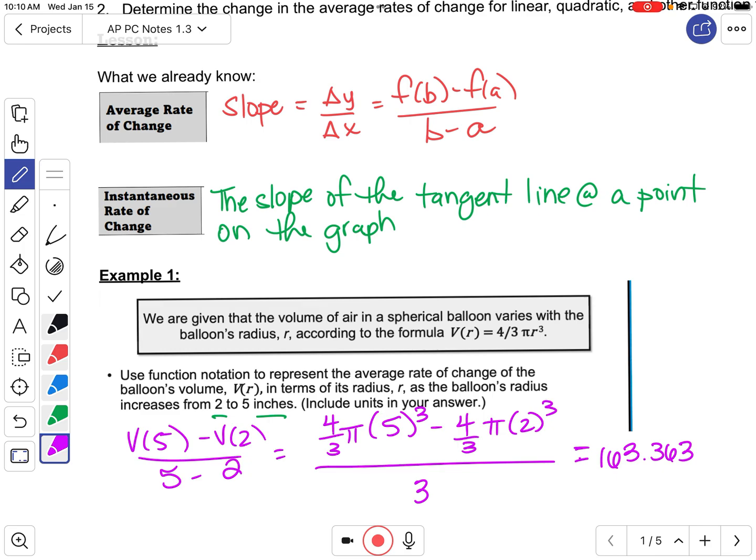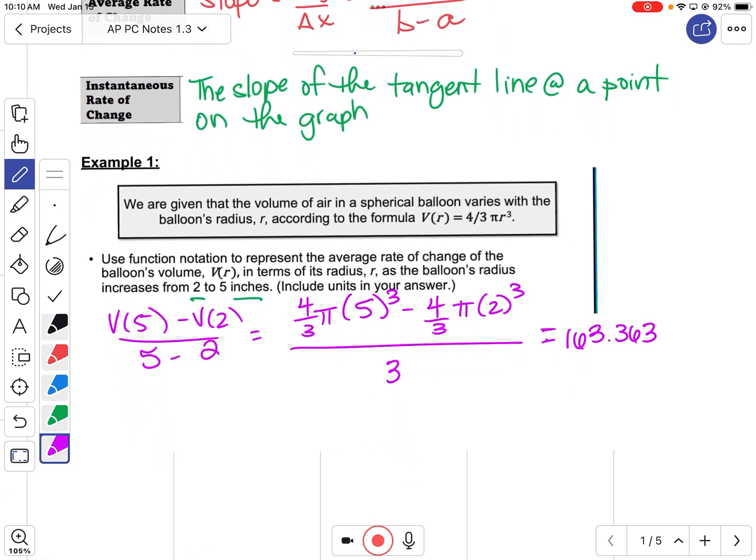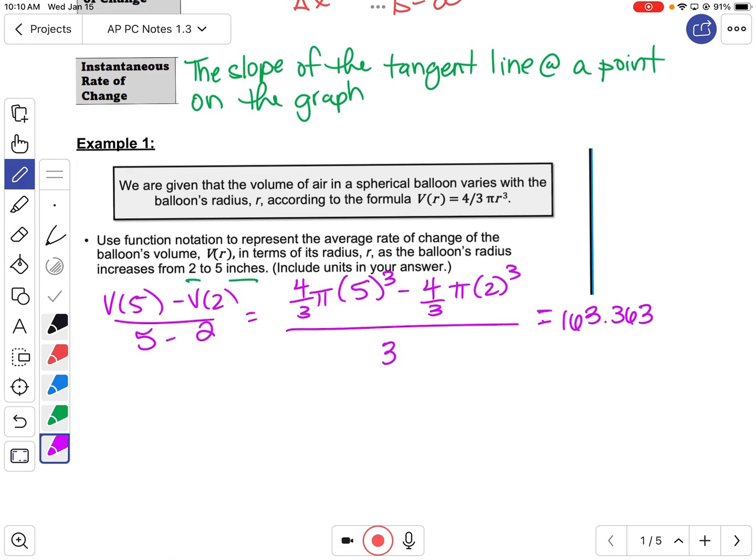Now let's talk about units. We're doing volume. Our radius was measured in inches, so what kind of units would we use for volume? A little geometry.